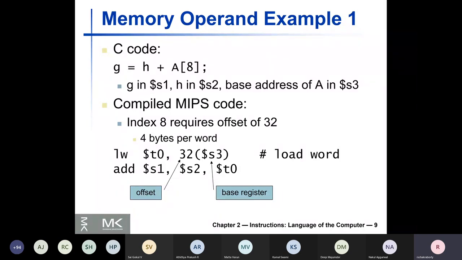And once you have the value in $T0, after that it is easy. You just add it with H, which is in S2, and store it in S1, using an add instruction. So again, it takes 2 instructions. In the simulator that we are going to use, it will seem that the LW instruction will also execute in 1 clock cycle. At least, the simulator won't give you any idea of how many clock cycles it will take to execute the LW instruction.